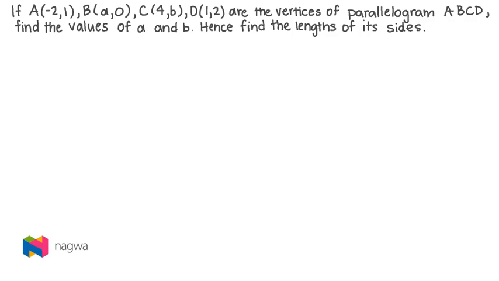If A(-2, 1), B(a, 0), C(4, b), and D(1, 2) are the vertices of the parallelogram ABCD, find the values of a and b. Hence, find the lengths of its sides.